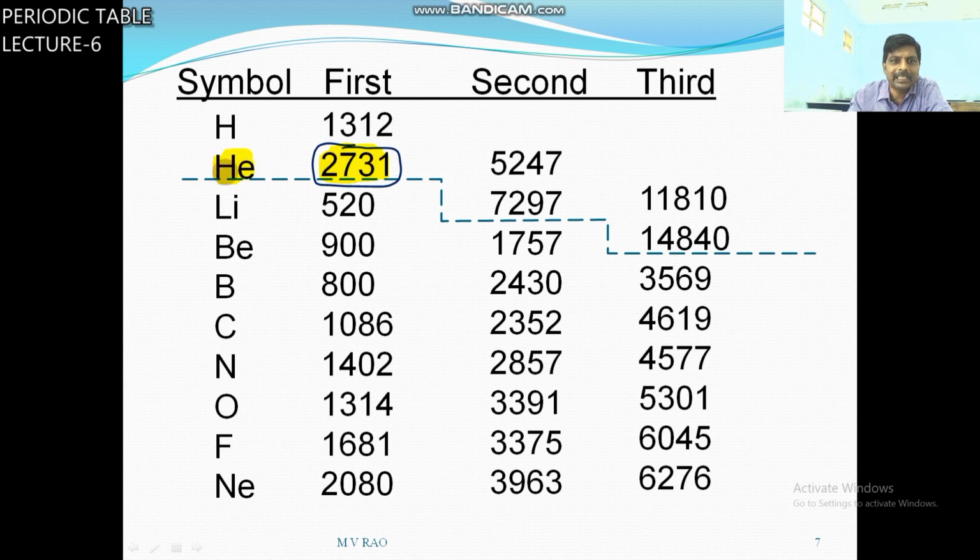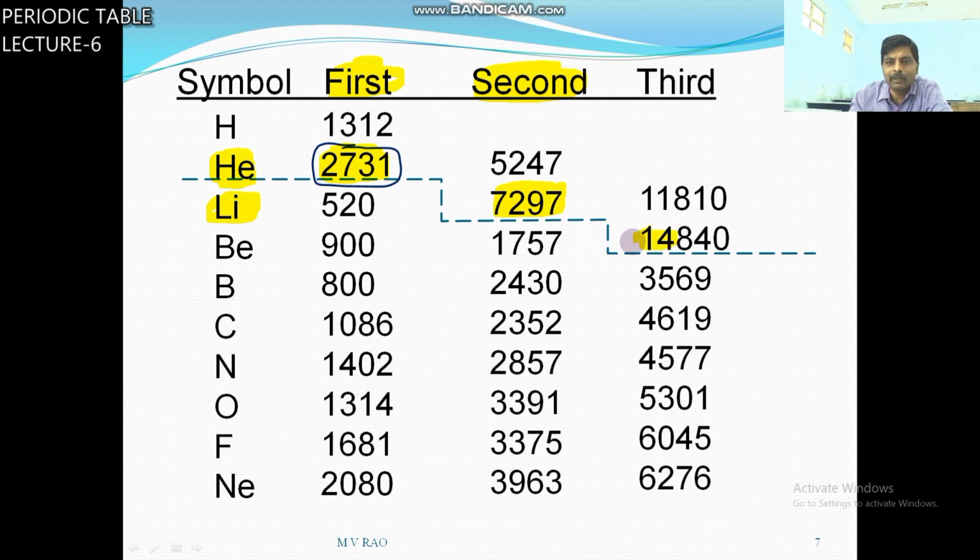The element with the highest first ionization potential value is helium. You can see the values. The second IP value is highest for lithium; in this table you can see 7297.